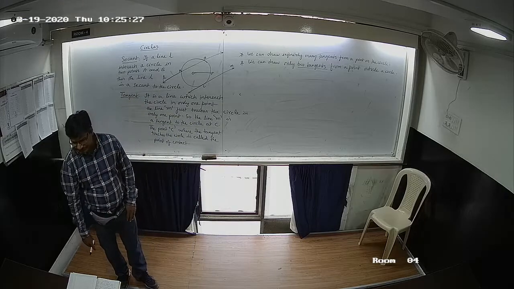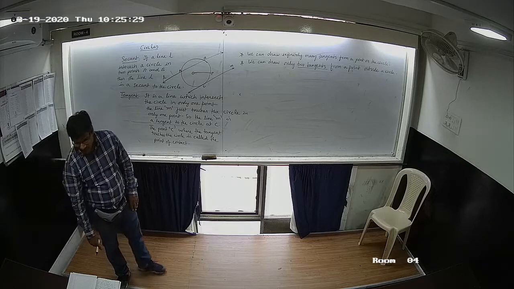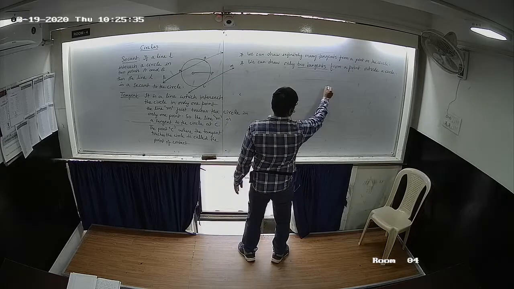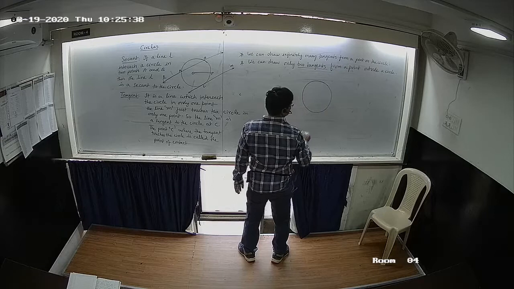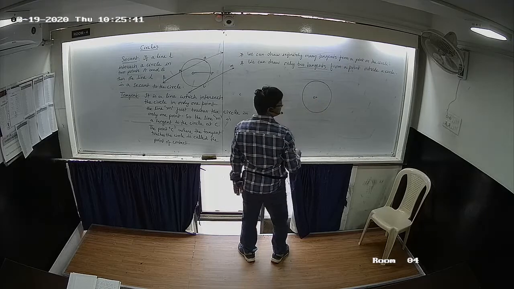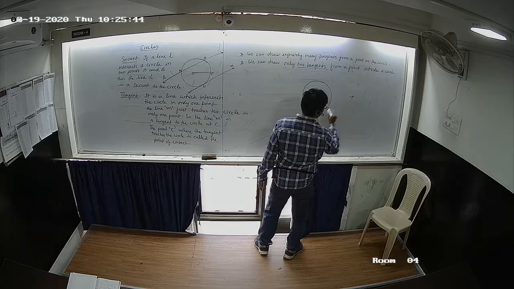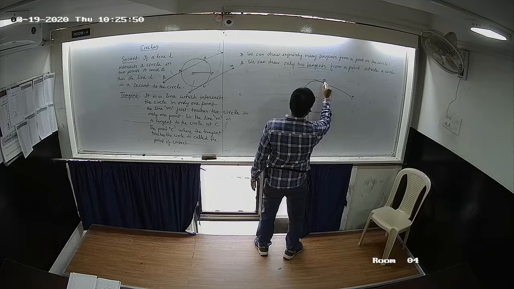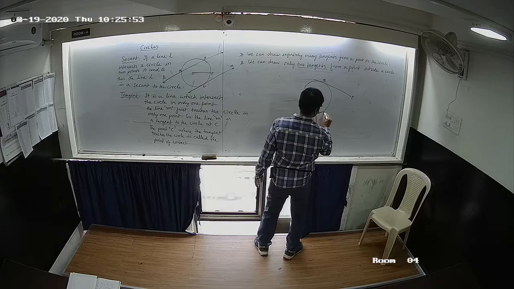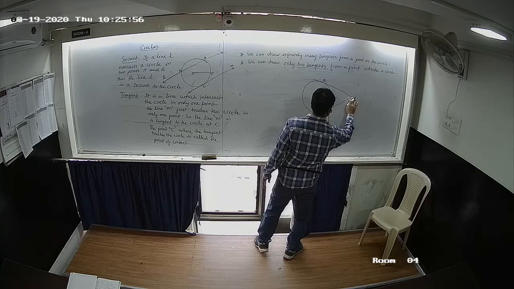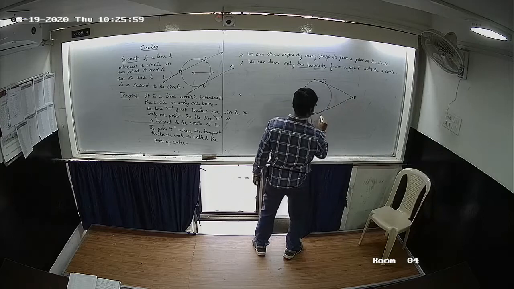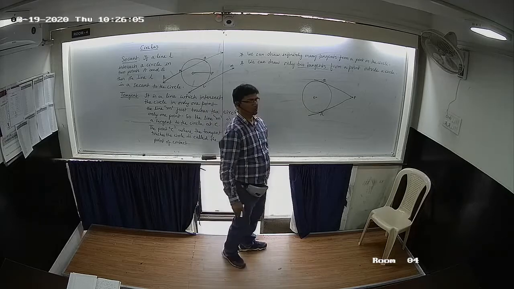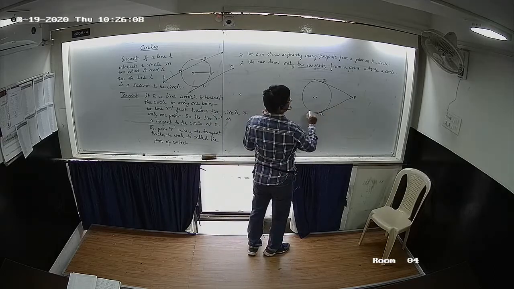Then, let us know about the length of the tangents. If you see, this is a circle, this is the center of the circle, and this is the point P outside the circle. From the point P, we have drawn two tangents, PQ and PR. What is the length of PQ and PR? We need to find out.